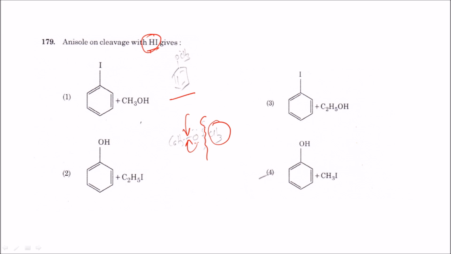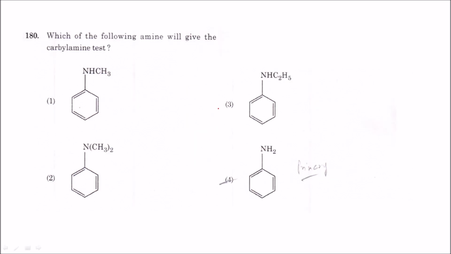That's the reason why if you break this bond now, we get two components. One is methyl iodide, CH3I, and the other is phenol. So the right answer is option 4, phenol and methyl iodide. Next one, and the last question: which of the following amines will give the carbylamine test? The carbylamine test is for only primary amines. You can easily select that. The right answer for this question is option 4th.